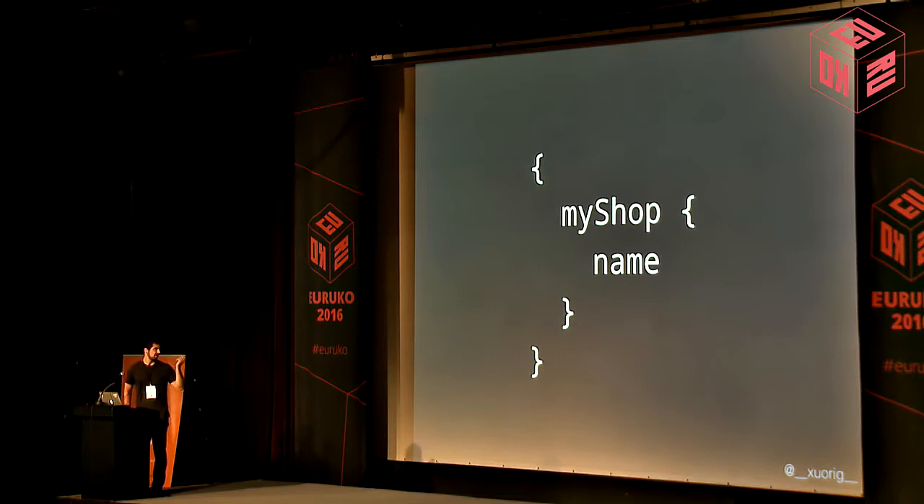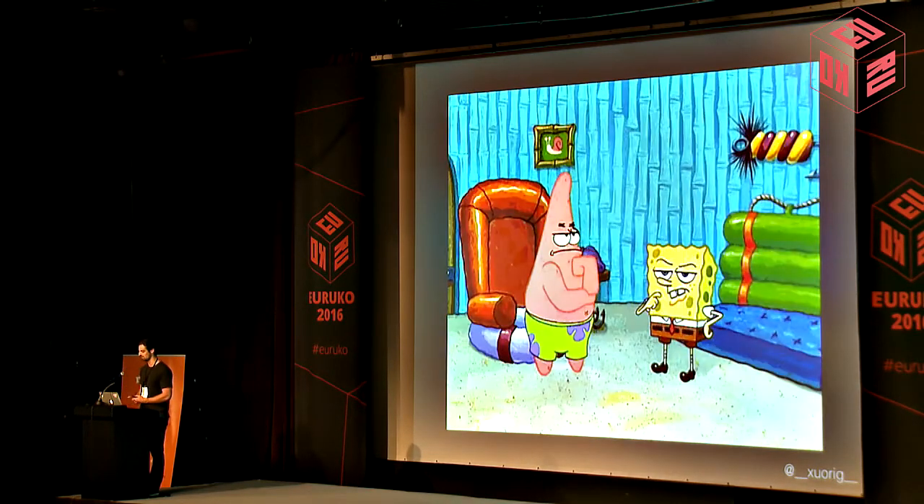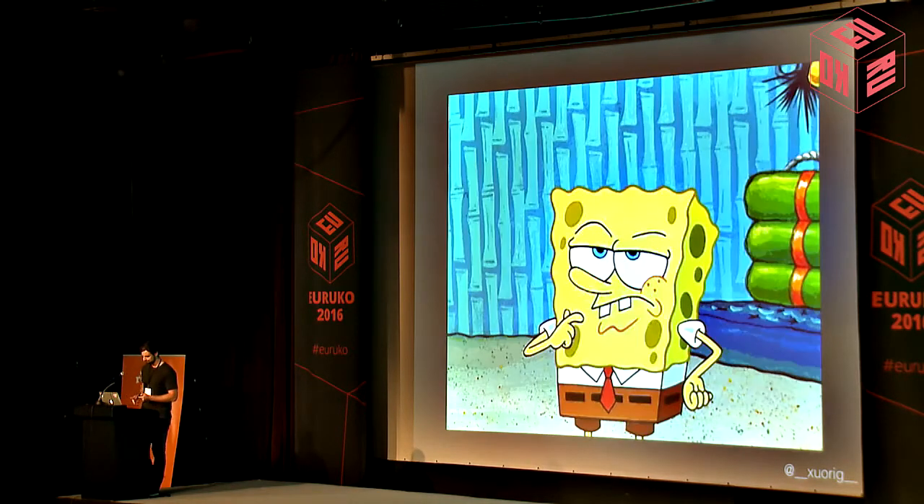So here we have name on my shop. We understand pretty easily that name is a field on my shop. But what is my shop here? It's not some special field or some GraphQL magic here. It's that GraphQL needs you to define entry points into the graph.